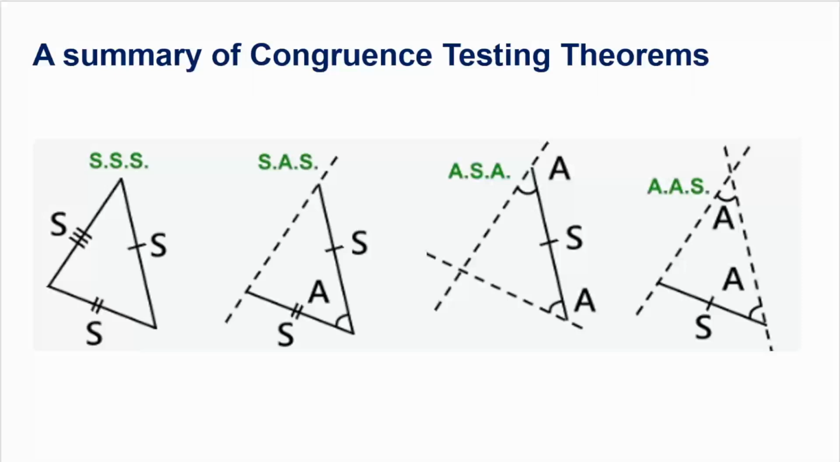Yeah. Also, I have a quick question. So does the proof ASS not exist if you have 2 sides and another angle?